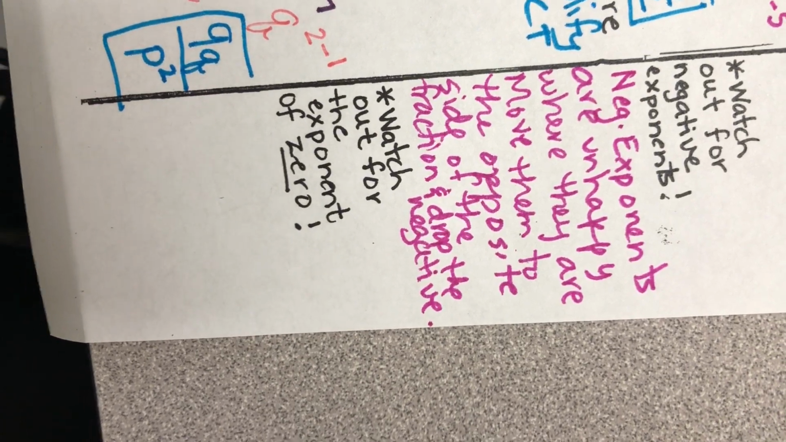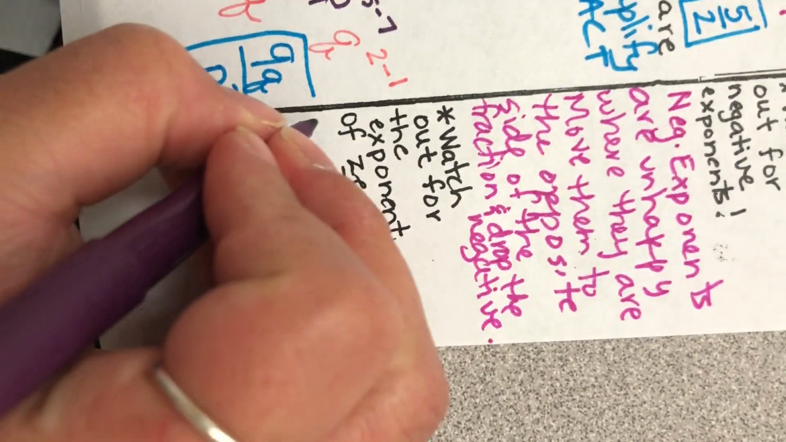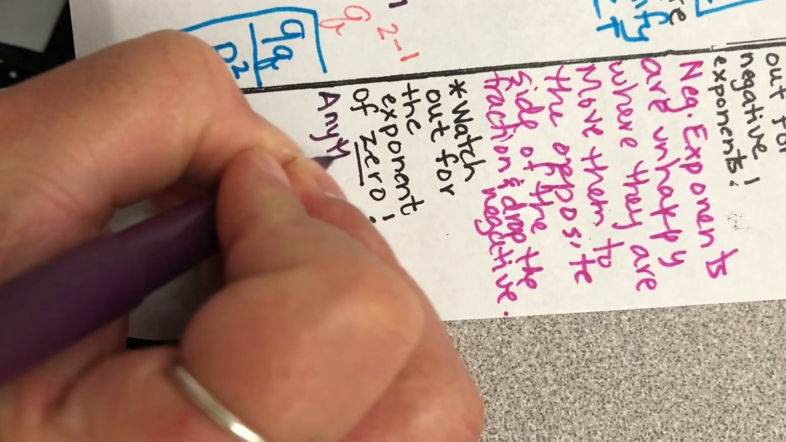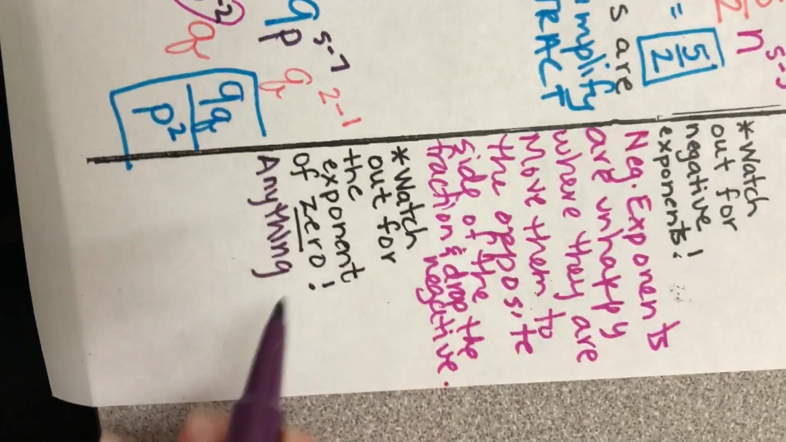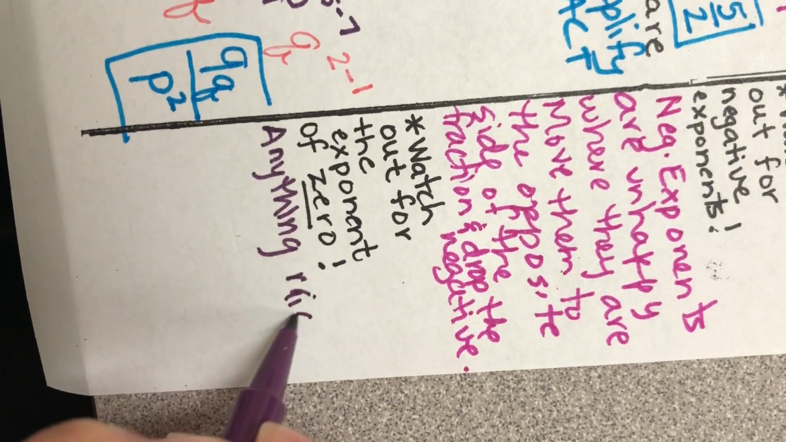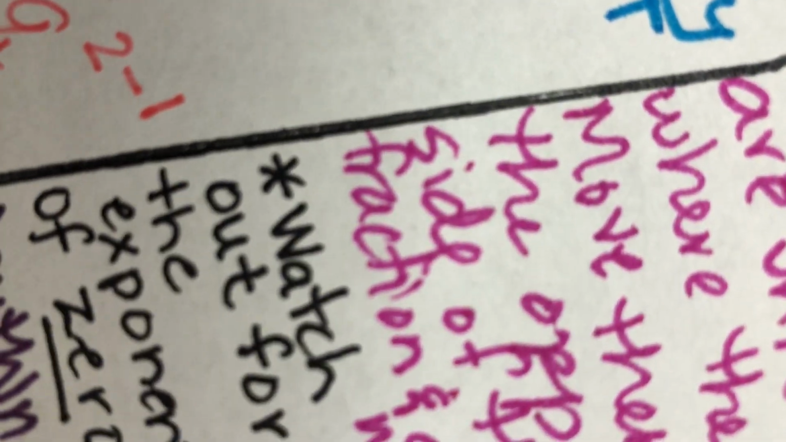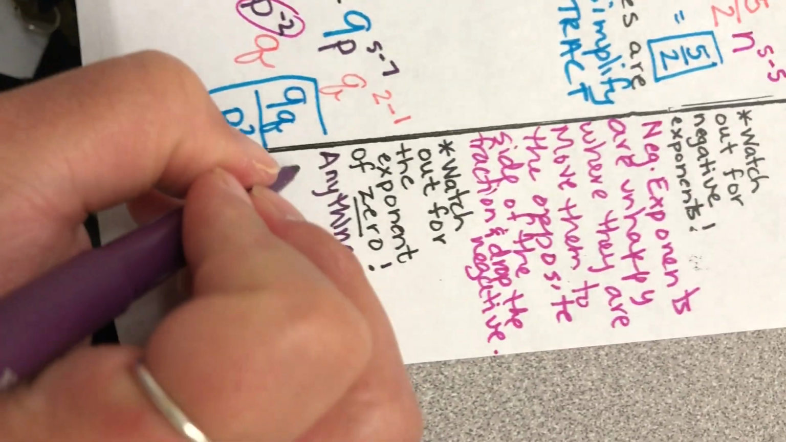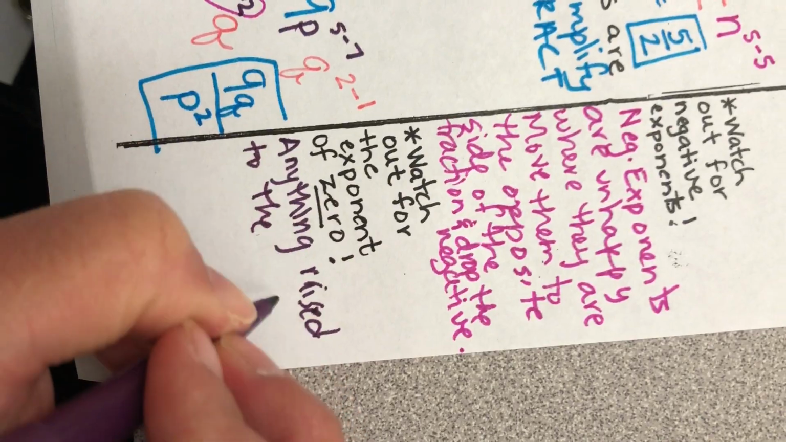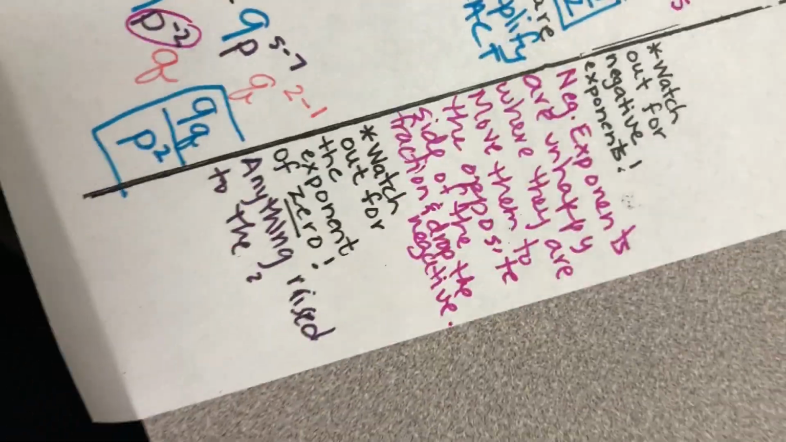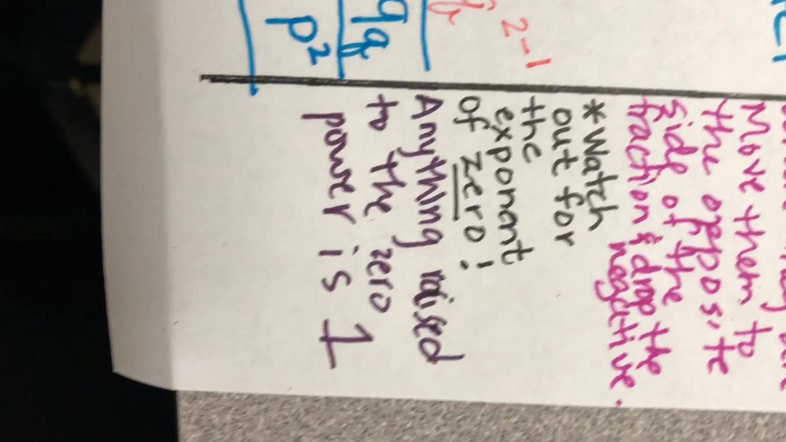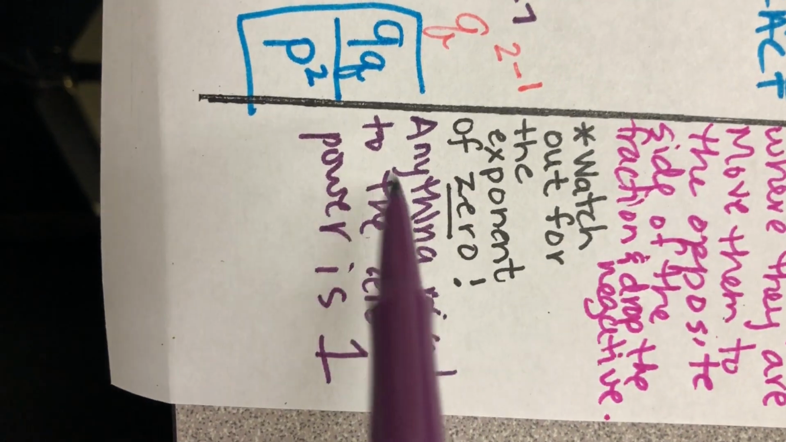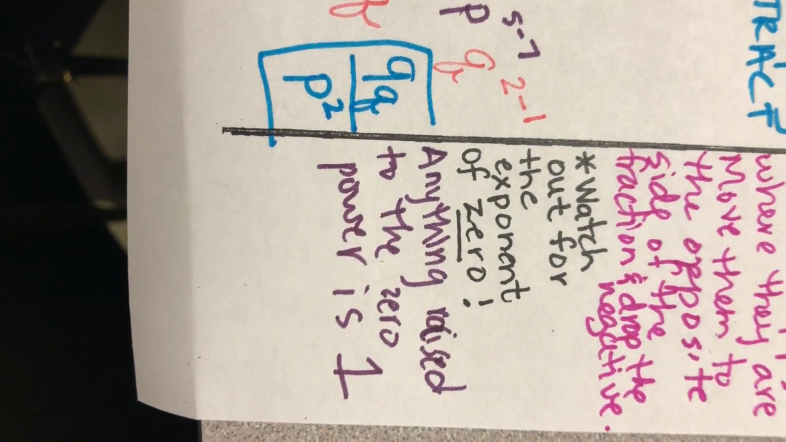And how about for 0 exponents? Well, anything raised to the 0 power is 1. My paper's moving, so let me write this down really fast. There it is, so excuse my handwriting. Anything raised to the 0 power is 1.